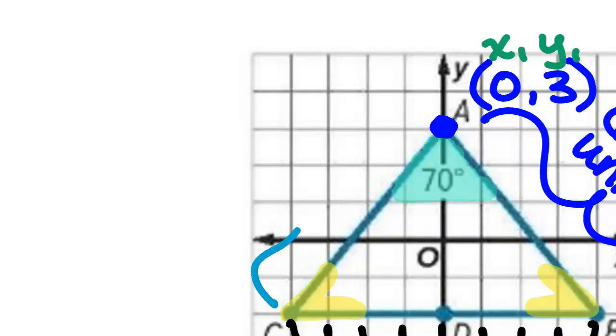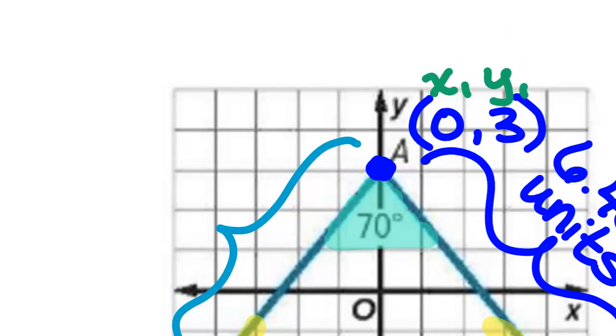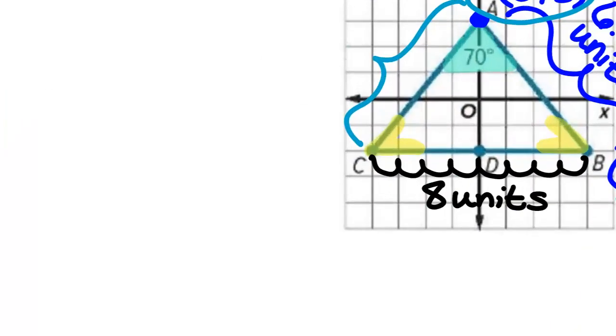So let's find how big this side is. If it's different than 6.4 or 8, then we'll know it's a scalene triangle. If it's the same as 6.4 or 8, then we know that we'll have an isosceles triangle. But either way, it can't be equilateral. So let's keep A as our x1, y1. And then point C, what is the ordered pair for point C?